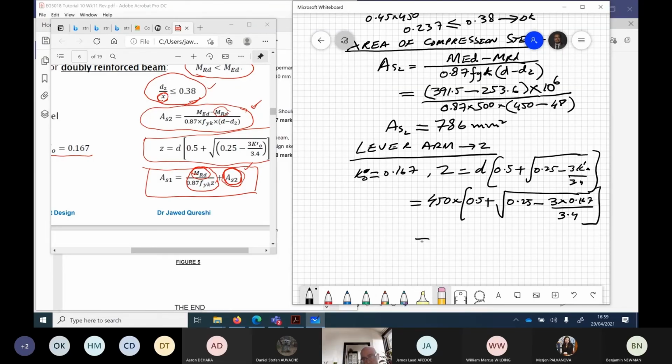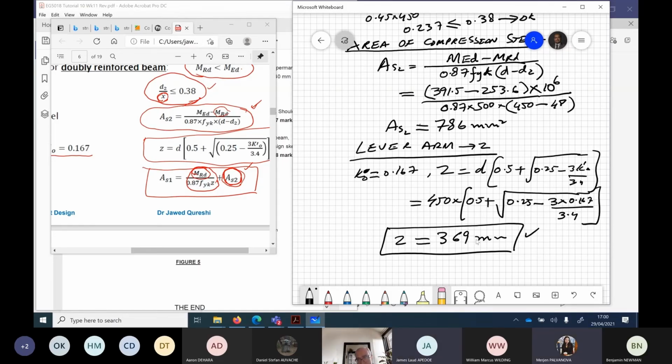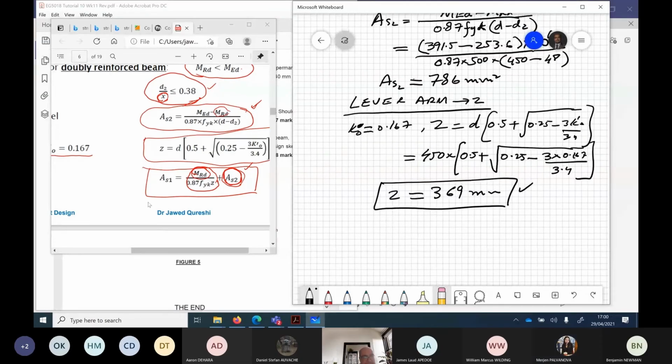Are you getting, if your diameter is 20 and if you're getting this, then it should be okay. Or if you're getting a different value, then I may have made a mistake. But I think it looks sensible. I've got the same. Wonderful. Yes, 368 millimeters, not much different. And then area of tension steel.